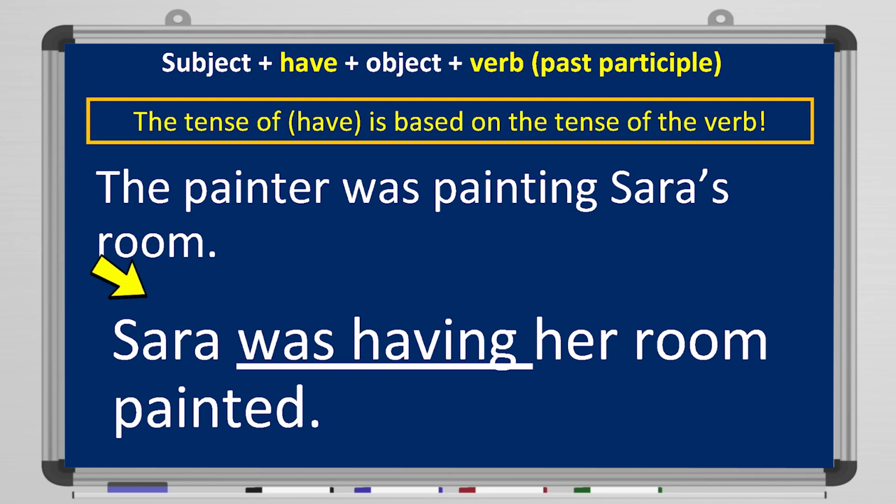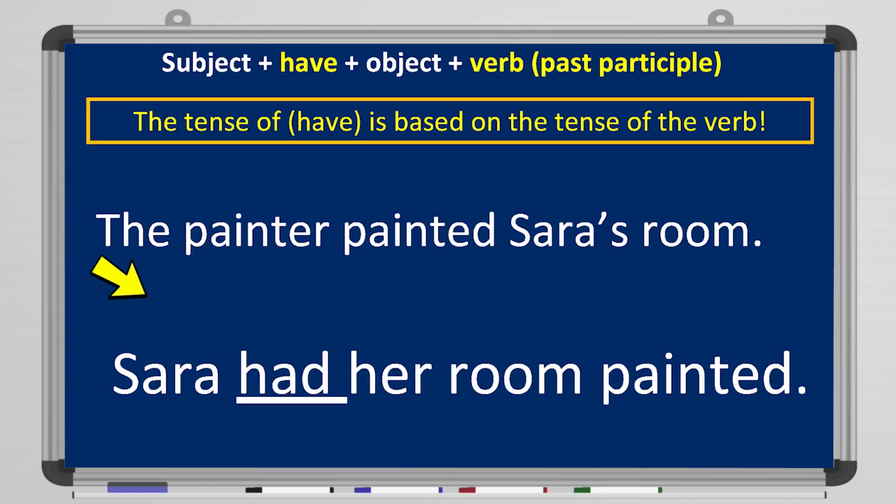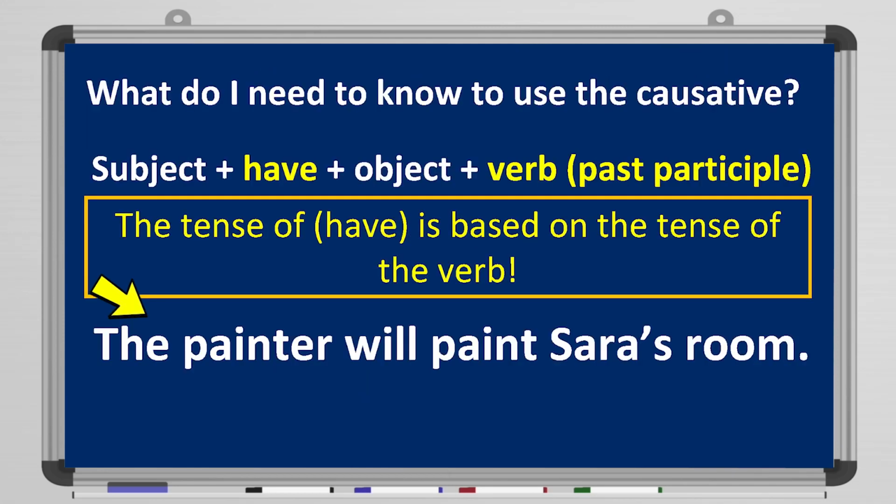Another example, I'm sure you're eager to learn more about it. The painter painted Sarah's room. Now the tense here is in the past. So what will I do? I'm going to say Sarah had her room painted. Very easy. It might get a little bit tricky, but let's look at it one step at a time. The painter will paint Sarah's room.